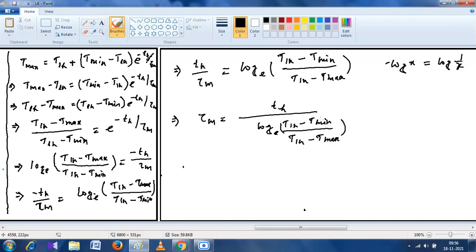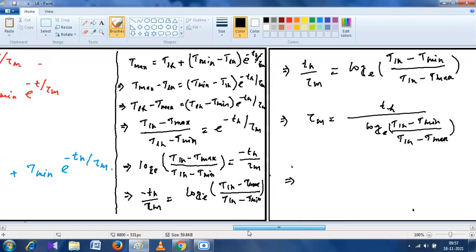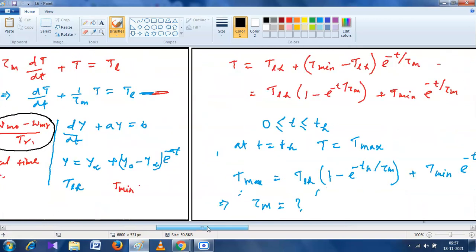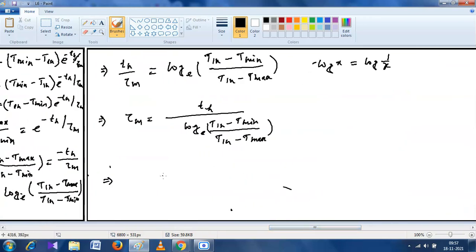अब टाउ m का वैल्यू फाइंड कर लिया, क्या हम j का वैल्यू निकाल सकते हैं? टाउ m का वैल्यू क्या था? देखिए, ये है टाउ m का वैल्यू, j into omega m0 minus omega r by tr. So from this we can calculate the value of j. So what should be the value of j?